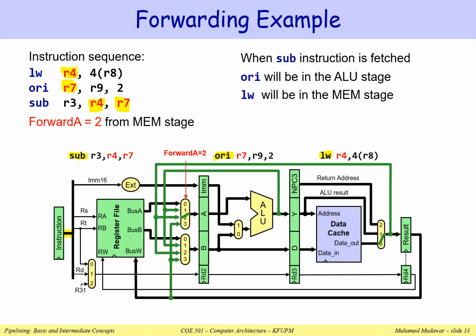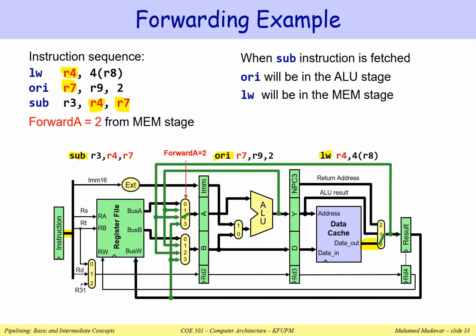Now the load instruction is going to load the data from the data cache. So the multiplexer is going to select the data from the data cache, and it's going to be forwarded back to A. For this reason, forward A must be equal to 2, because we are forwarding the data from the memory stage back to A.